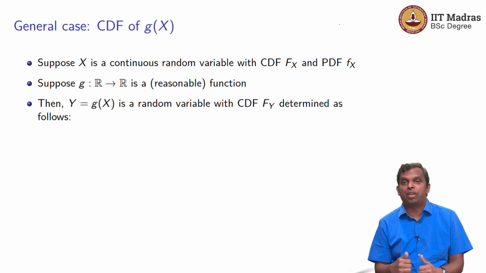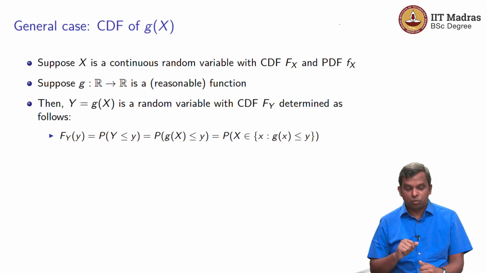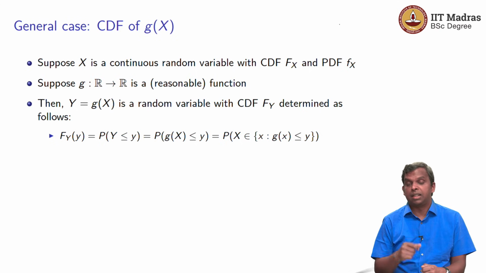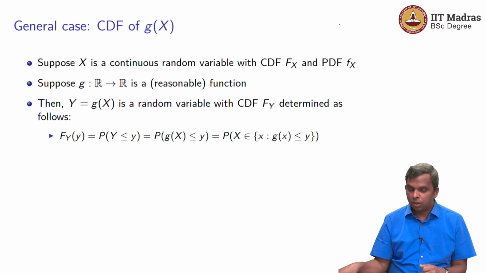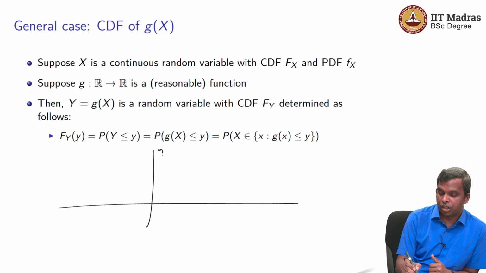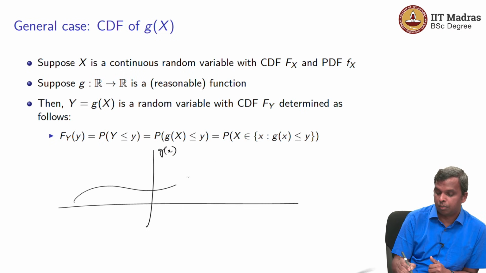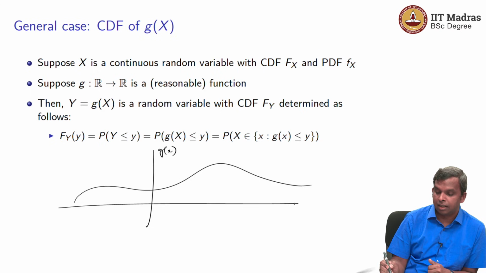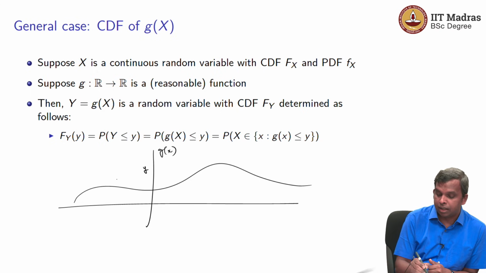It will have a CDF F_Y, and how do you determine it? This is what you do. F_Y evaluated at small y is the probability that Y is less than or equal to y, and that is the probability that g of X is less than or equal to y. Now this g of X might be some function like this, and then you have a value of y here, which is maybe this point.